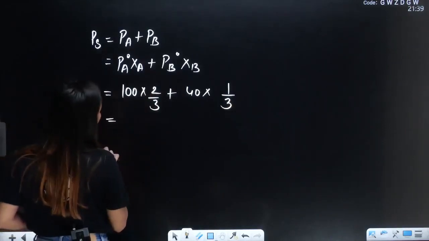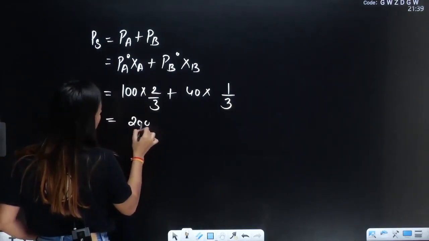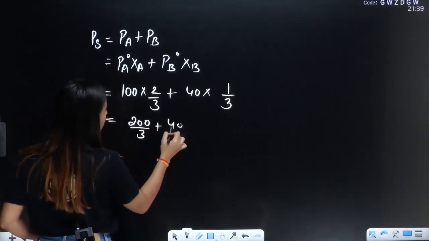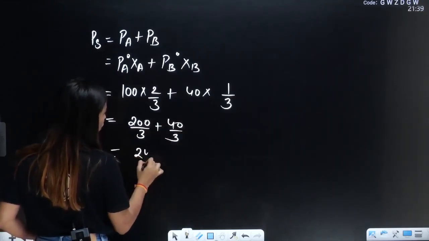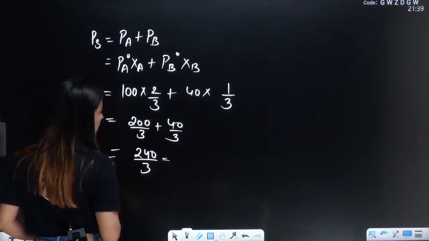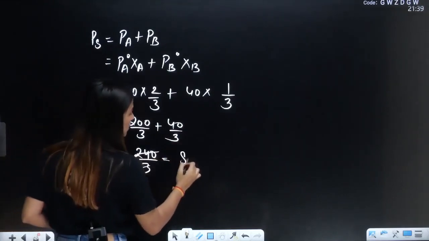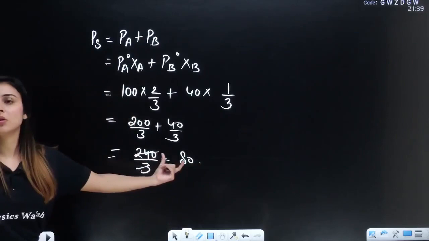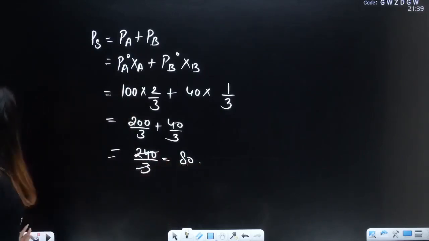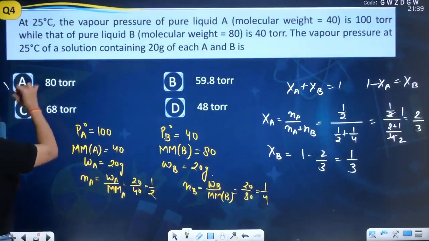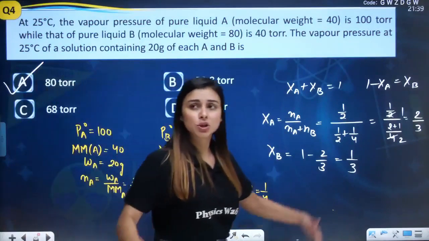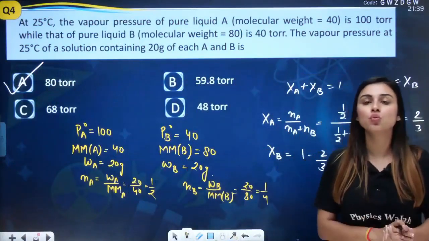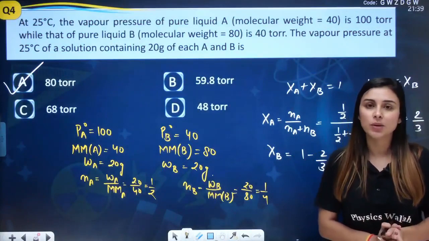This will be equal to 200 by 3 plus 40 by 3, which is 240 by 3, right? Yes. This would be 80, right? Yes. So the solution vapor pressure would be 80 torr. So option A is your correct answer. This is how you will solve such types of questions.